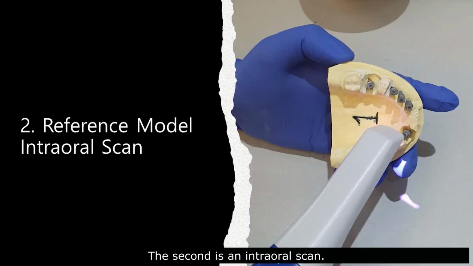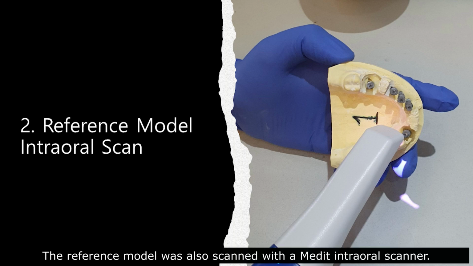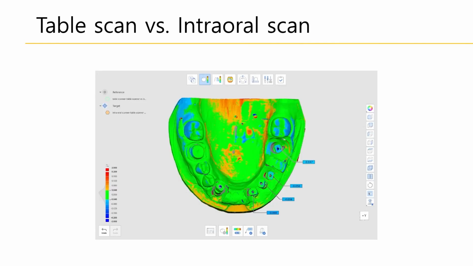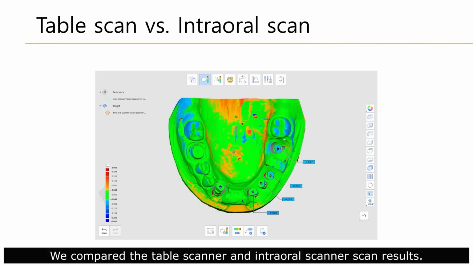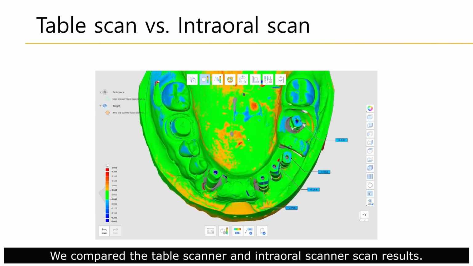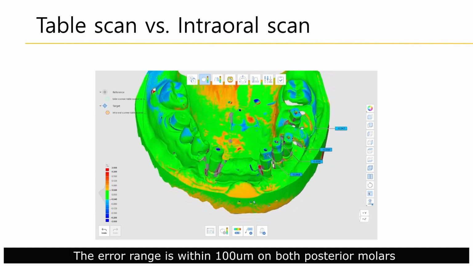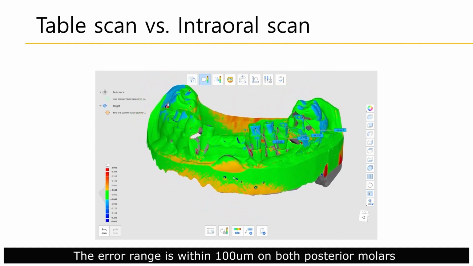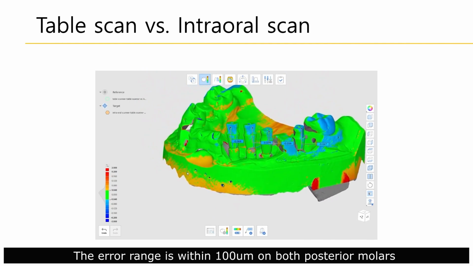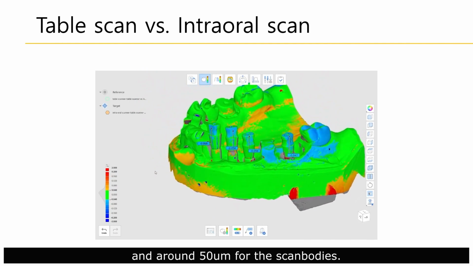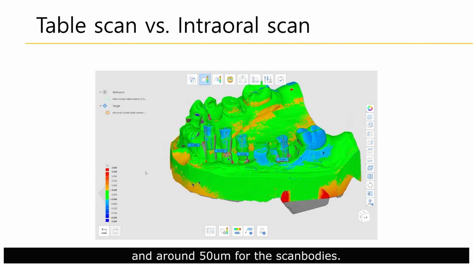The second is an intraoral scan. The reference model was also scanned with a Medit intraoral scanner. We compared the table scanner and intraoral scanner scan results. The error range is within 100 micrometer on both posterior molars and around 50 micrometer for the scan bodies.